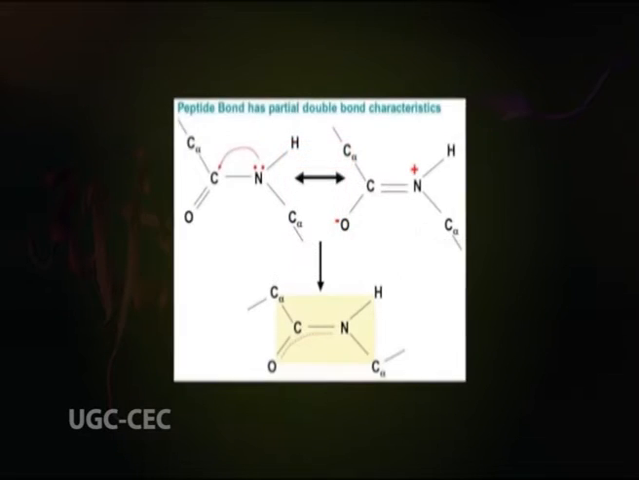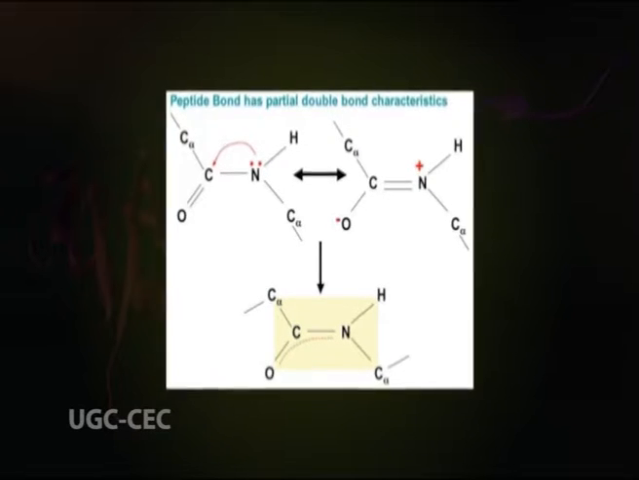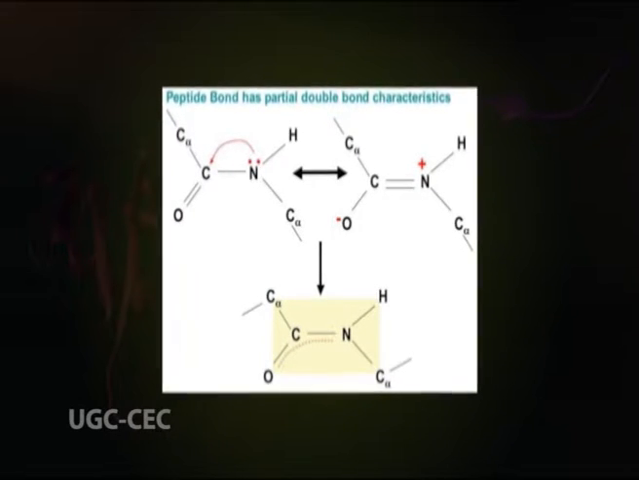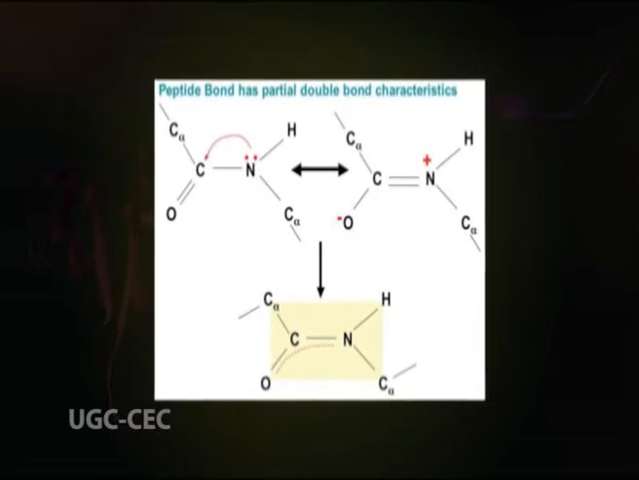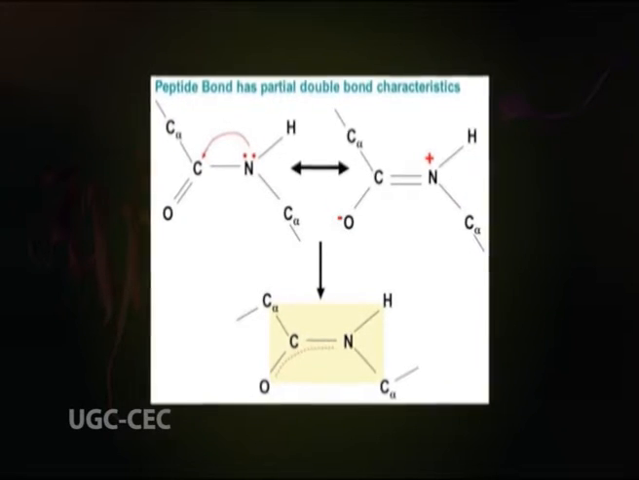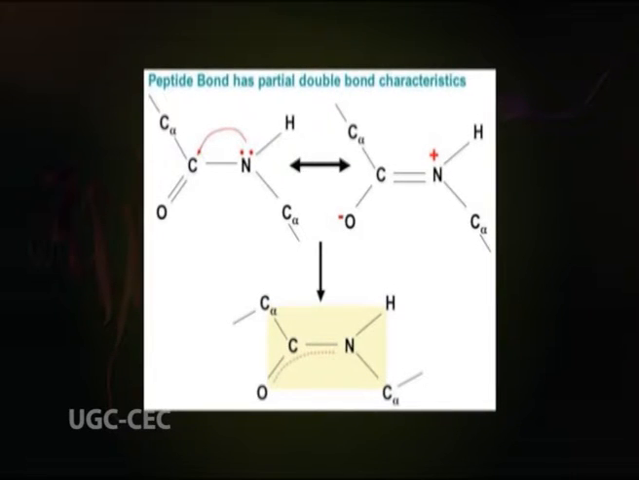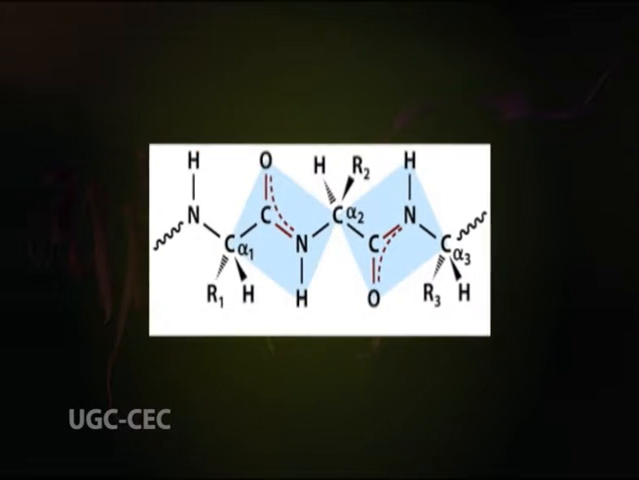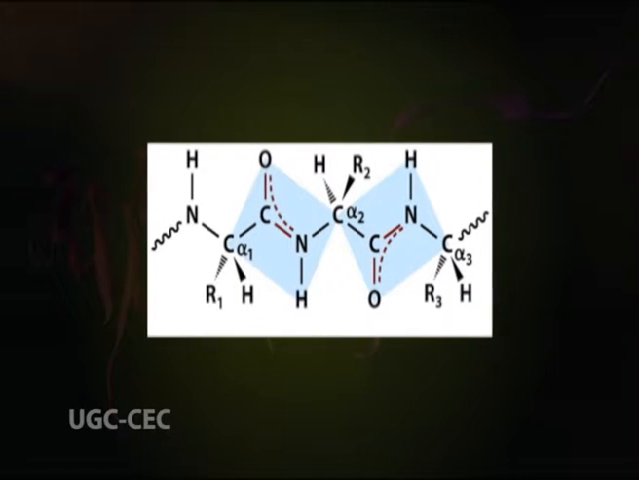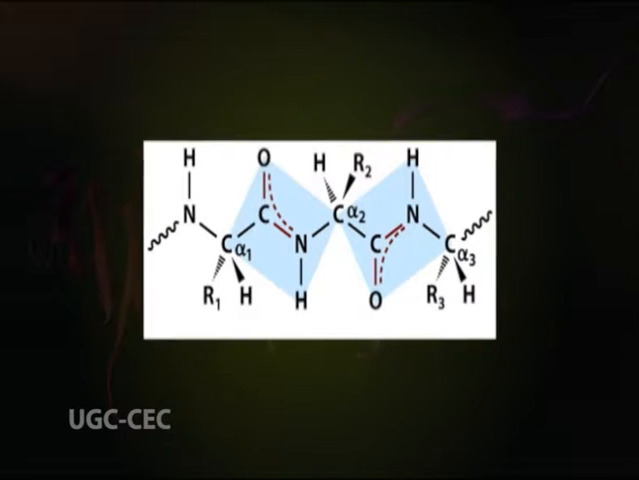Partial sharing of electrons occurs between the carbonyl oxygen and the amide nitrogen. Therefore, the peptide bond has double bond character, with a bond length of 1.32 angstrom, which is shorter than the alpha carbon to amide nitrogen bond with a bond length of 1.45 angstrom. Since the peptide C-N bond has double bond character, rotation about the peptide bond is strictly prohibited.